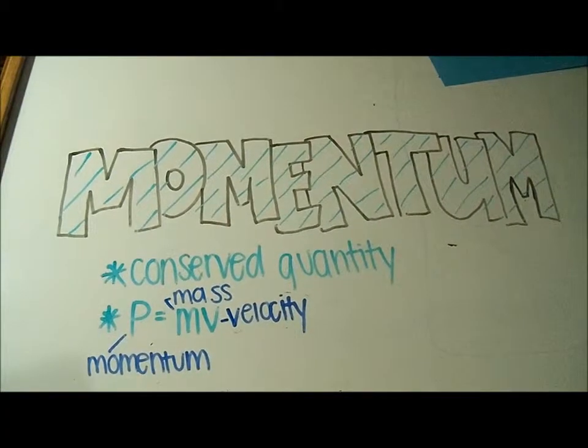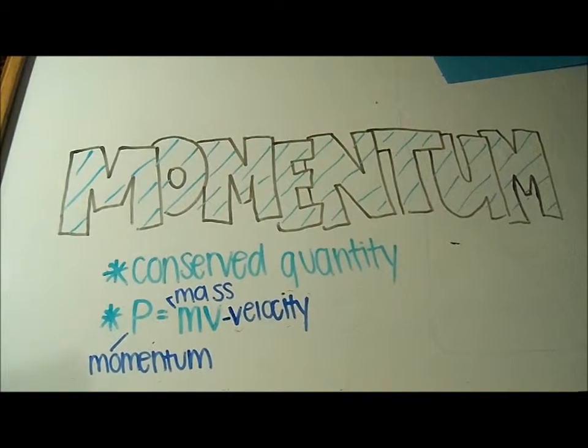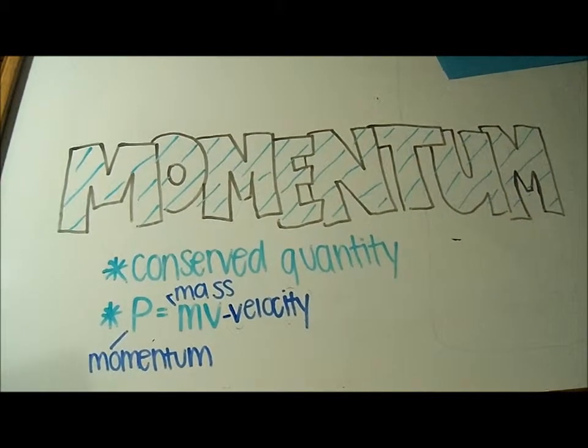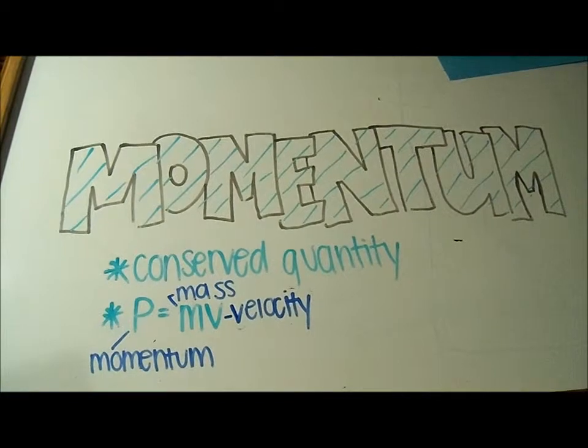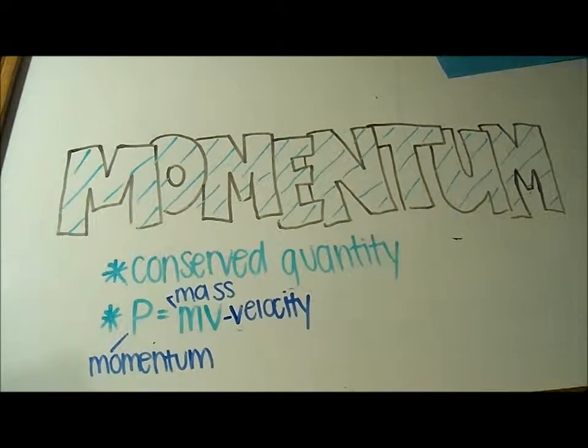Momentum is a conserved quantity. The equation for momentum is P equals mv. M is mass, v is velocity, and P represents momentum.